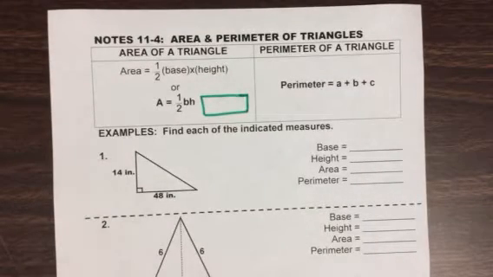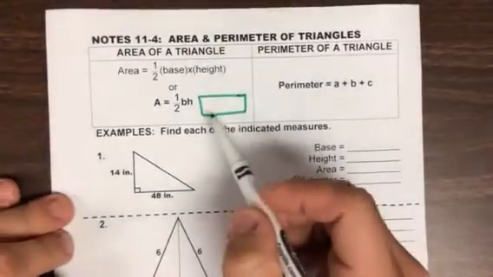Today we'll be talking about area and perimeter of triangles. First thing to look at is our formula. Area equals 1/2 base times height. This has actually been derived from our rectangle formula.